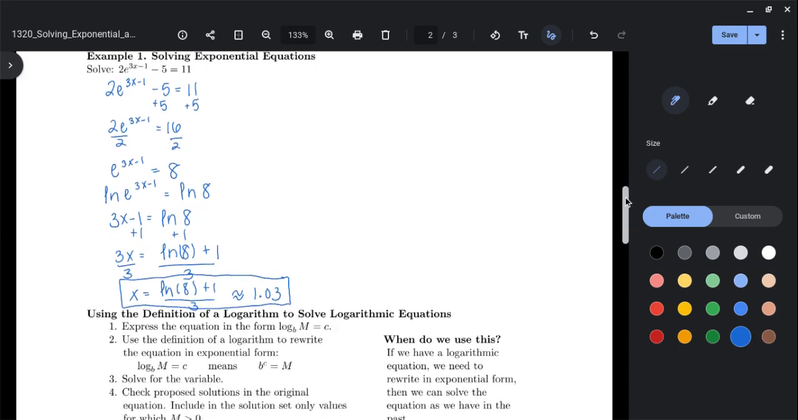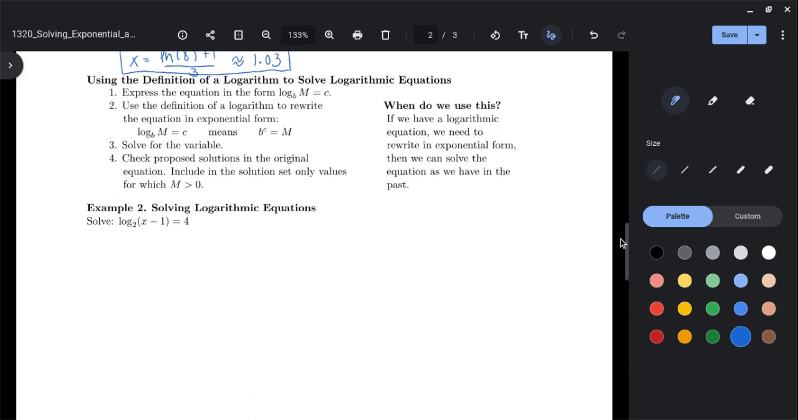All right, let's go ahead and look at using the definition of a logarithm to solve logarithmic equations. So here we have 4 steps. First thing is that we need to express the equation in the form of log base b of m equals c. Step 2, you're going to then use the definition of a logarithm to rewrite the equation in exponential form. So if we have log base b of m equals c, then in exponential form, that's going to be a base of b to the c power equals m.